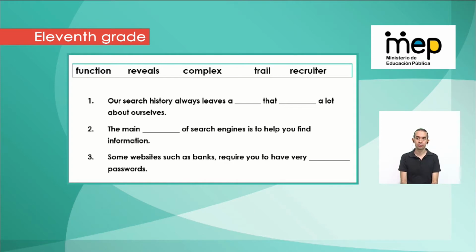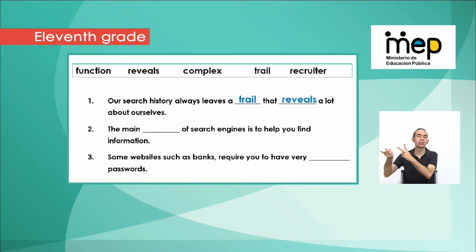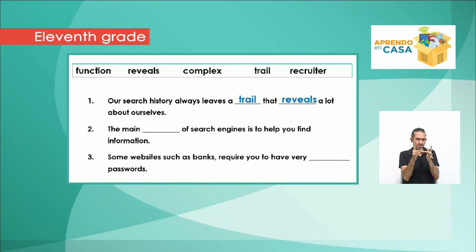Our search history always leaves a lot about ourselves. How would you complete that one? Our search history always leaves a trail. Very good. And that trail, what does it do? It reveals a lot about ourselves. Number 2, the main of search engines is to help you find information. The main function, the main complex, or the main recruiter? The main function or the main purpose, right?